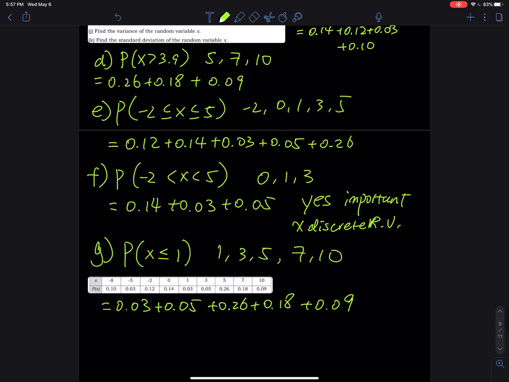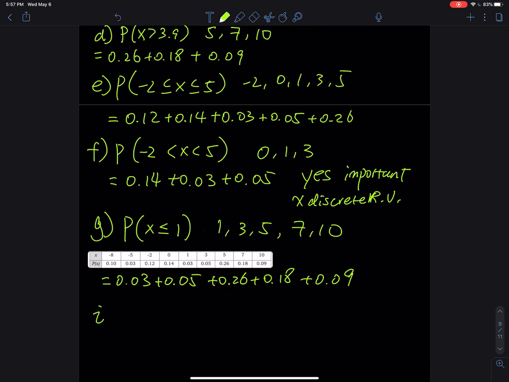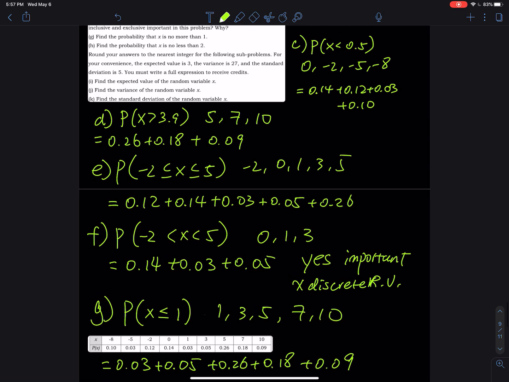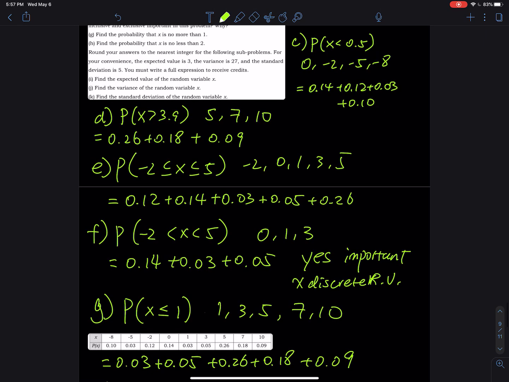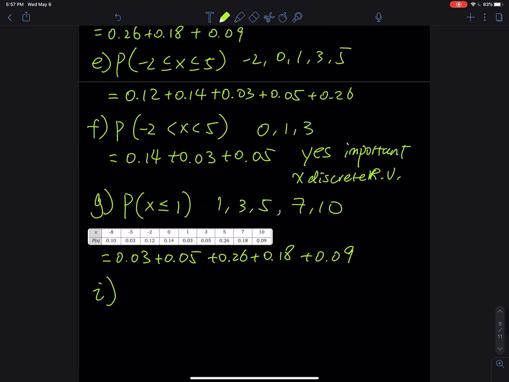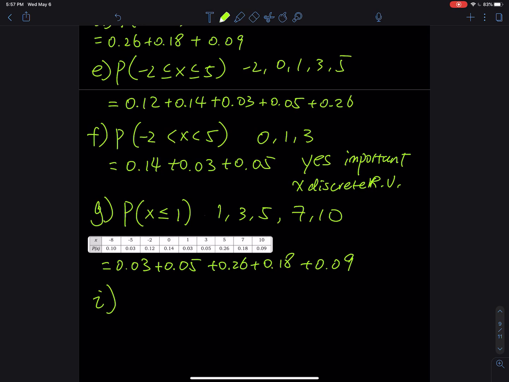And then we have I. For G we have more than 1, and then H we have less than 2. So H we have less than 2. So let me correct that, G and then H.